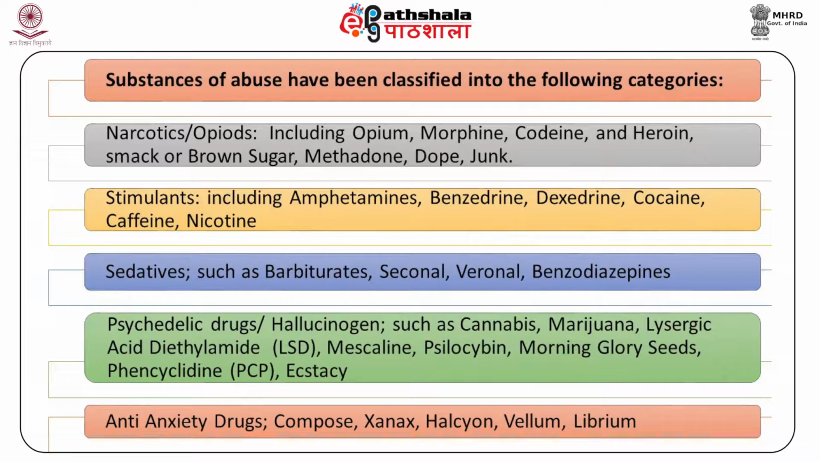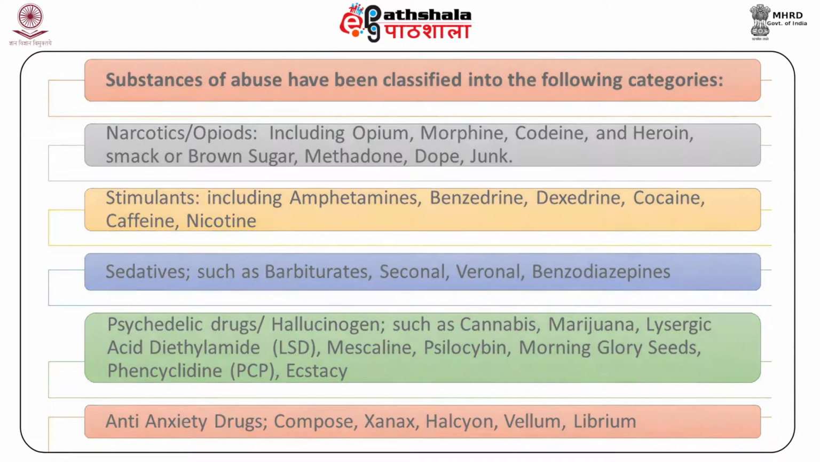Third category is sedatives such as barbiturates, seconal, veronal and benzodiazepines. Category 4 is of psychedelic drugs or hallucinogens such as cannabis, marijuana, LSD, mescaline, psilocybin, morning glory seeds or PCP and ecstasy. Fifth category is of anti-anxiety drugs inclusive of Equanil, Xanax, Halcion, Valium and Librium.